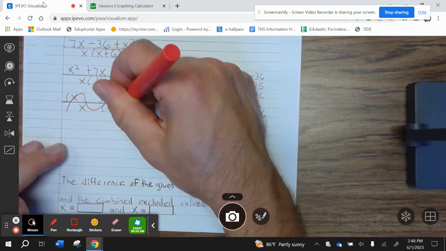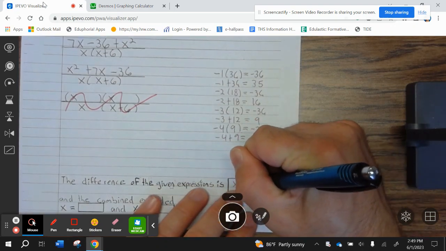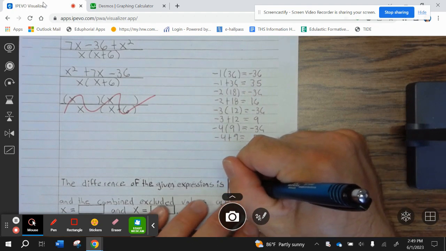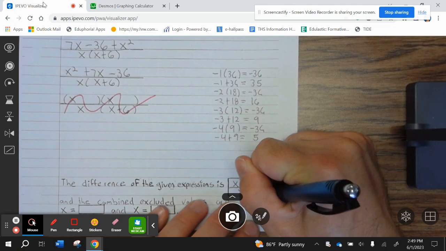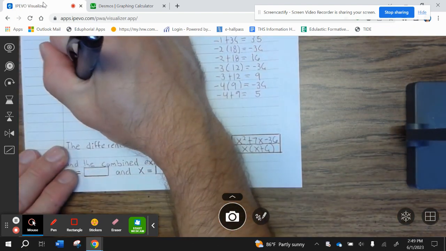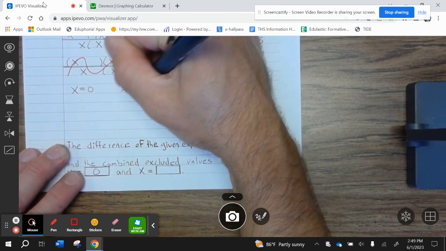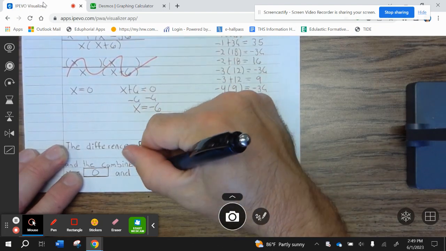So we just leave it as x squared plus 7x minus 36 divided by x times x plus 6. Now, to find the excluded values, we set x equal to 0, x plus 6 equal to 0, subtract 6 from both sides, x equals negative 6.